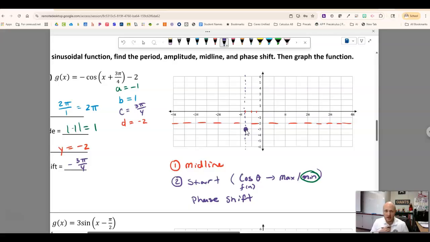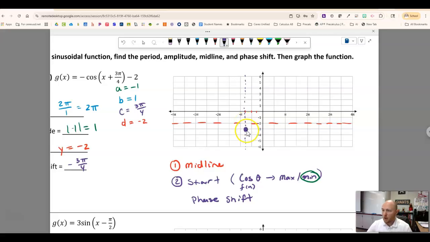This is the start. This is so important when you're graphing these functions: where do you start? You have to take into account the midline shift and your phase shift, right? I went down 2 and I went back 3 pi fourths, and this is where I'm starting. I'm starting at my minimum because it's a cosine function that's negative. If it was cosine that was positive, I would be up at my maximum, which would be negative 1. I'd be up here. If it was a sine function, I'd be at my midline.